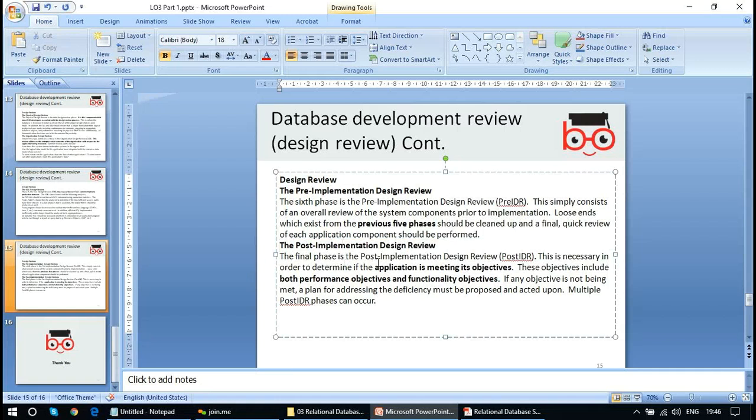And the post-implementation review is basically the final phase of the review, and this is necessary in order to determine if the application is meeting its objectives. So in a simple nutshell, when you did the pre-implementation, it means you did the 5 phases. Is that clear? And in the post-implementation, you check that the application is meeting its objectives with the best performance.